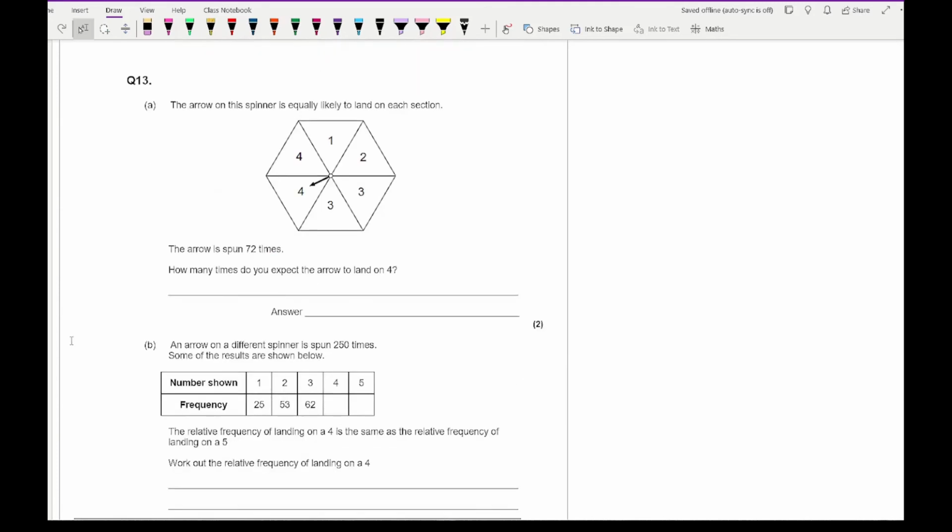Then moving over to question 13, it says that an arrow on this spinner is equally likely to land on each section. The arrow is spun 72 times, so this is relative frequency. How many times would you expect it to land on a 4? Well, the probability of it being a 4 is going to be 2/6, which is 1/3. So it's going to be 1/3 times 72, or 72 divided by 3, and that gives me an answer of 24.